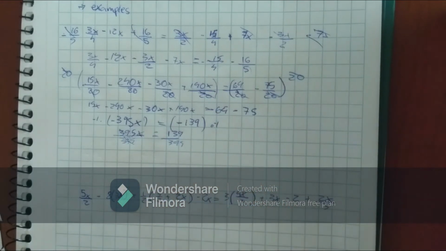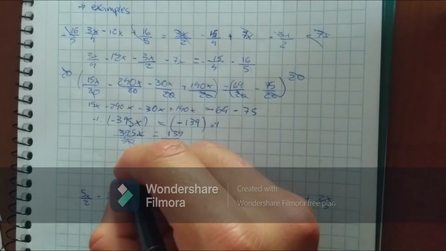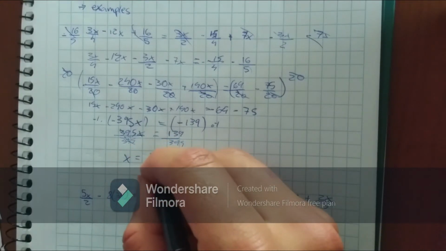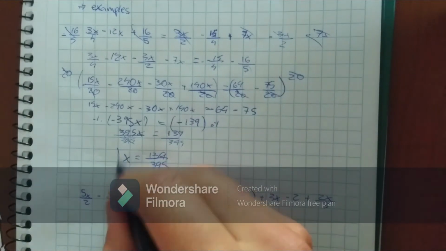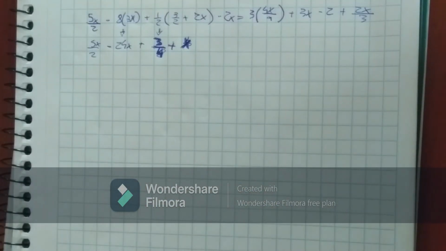So x equals 139 over 395. And that is our final answer. Now let's go to our second example.